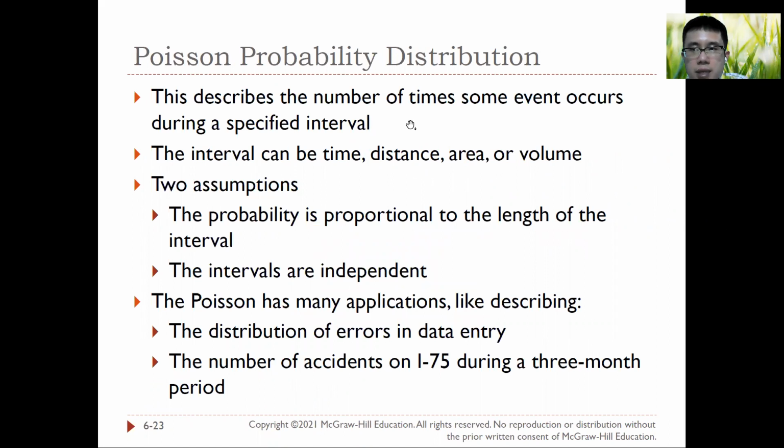And the last type is the Poisson distribution. This kind of variable describes the number of times some event occurs during a specific interval. And this interval can be time, distance, area, or volume. And we have two assumptions here. The first is the probability is proportional to the length of the interval, and the intervals are independent. There are no intersections between those intervals.